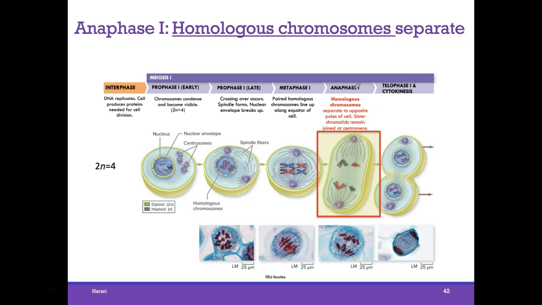Now we're up to Anaphase I. And Anaphase I is when homologous chromosomes separate to opposite poles of the cell. This is important. In Anaphase I, homologous chromosomes separate. Write that down. All right, homologous chromosomes separate in Anaphase I. The sister chromatids remain intact, joined at the centromere. So these get pulled apart.